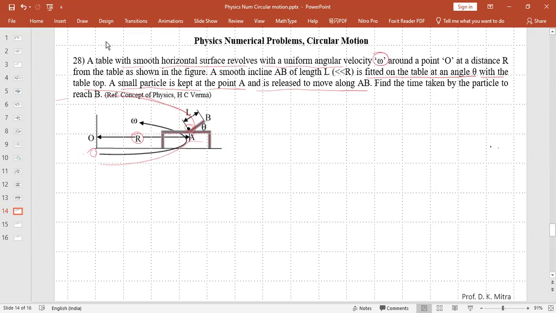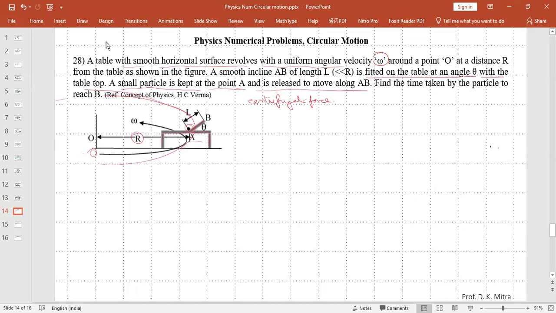So, in this case, we have to consider the concept of pseudo outward force, which is called centrifugal force. The centrifugal force always works radially outward.